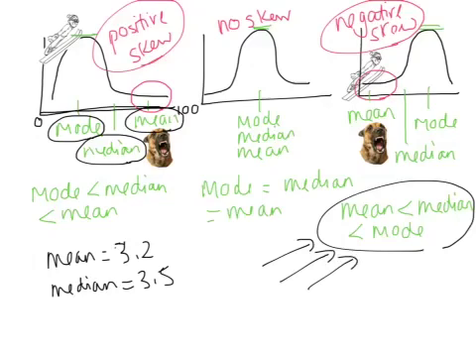Mean is less than the median is less than the mode. You'd write all three, even though they haven't given you the mode. Mean is less than the median is less than the mode. Therefore, it is a negative skew. All right? It would be 1 mark for this bit and 1 mark for this bit.